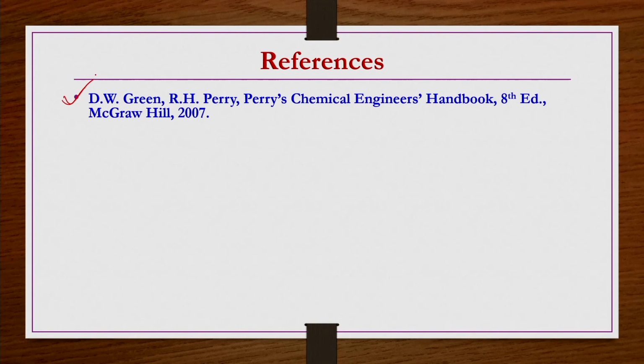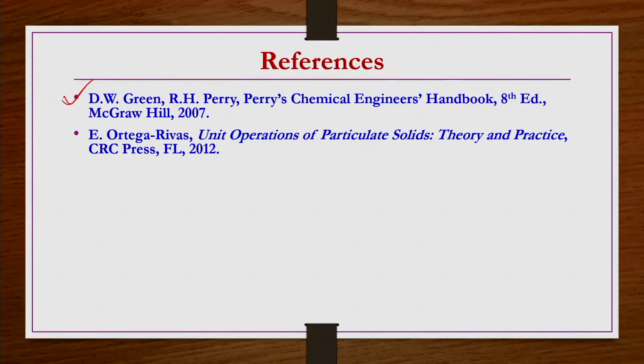However, if anybody wants to see more details about the design of this kind of size enlargement equipment, they are suggested to refer to this book, Perry's Chemical Engineers' Handbook, 8th edition by Green and Perry. Indeed, the entire lecture has been prepared from this reference book. More details on design can be found in this reference book. Then, Unit Operations of Particulate Solids: Theory and Practice by Ortega-Rivas. Also, you can find some design aspects of some of these size enlargement equipment there.